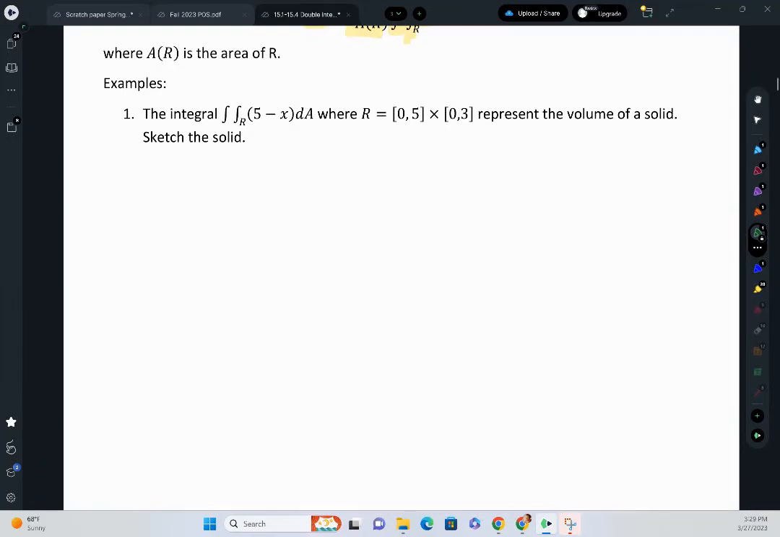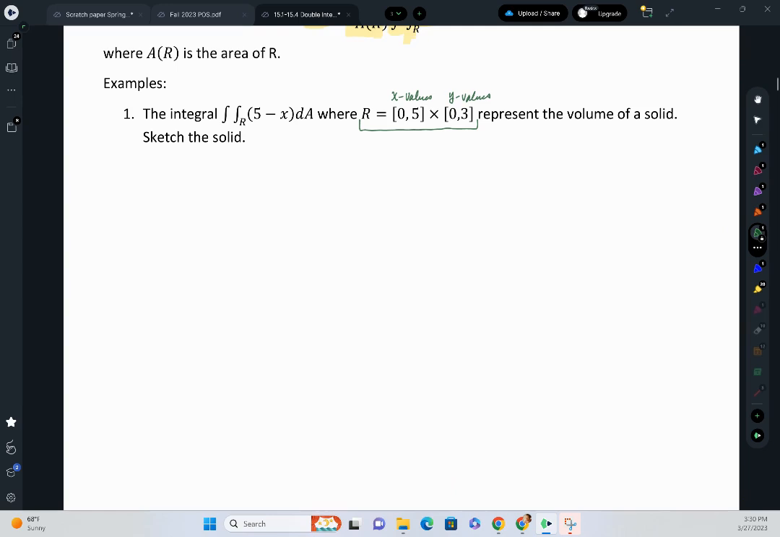In this first one, the integral is a double integral over R. R is our region. The integrand is 5 minus x, and our differential is dA. And we're told R equals, and this is some funky notation right here, an interval 0 to 5 crossed with an interval 0 to 3. We need to know what that means, okay? The first one is always x values. The second one is always y values. So what you're being given with this notation is the lower bound for x and the upper bound for x, and then the lower bound for y and the upper bound for y.